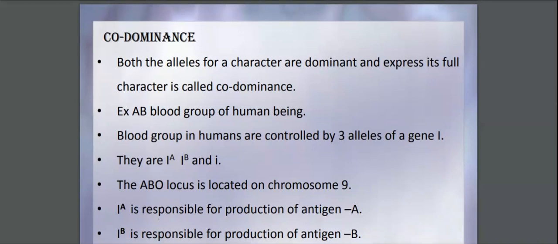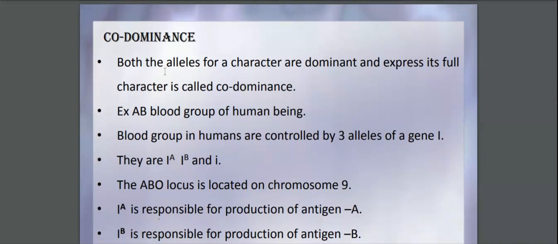Okay, so we have studied two patterns of inheritance and dominance so far. One was complete dominance, that is the Mendelian pattern of inheritance, and a non-Mendelian pattern of inheritance, that is incomplete dominance. I hope you were clear with that. Today we are studying another non-Mendelian inheritance pattern that is called codominance.